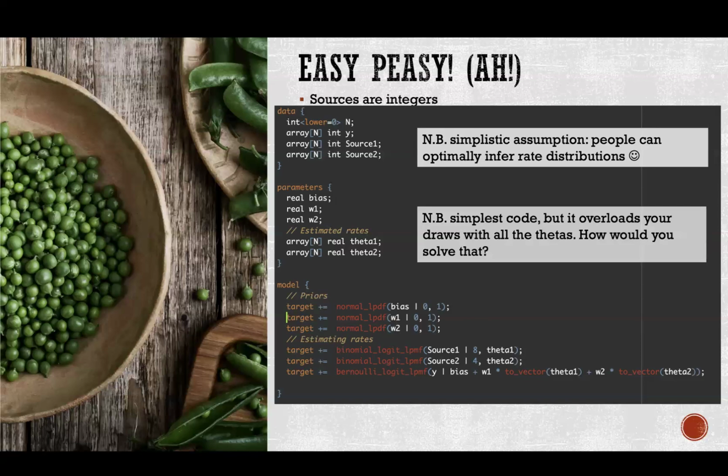Second, this is the simplest and most elegant code, and I have an anecdote that I'll share in a second. But it overloads your rows with all the thetas, right? So there are more elegant ways of coding. But this is just the most simple and elegant code that would fit on a slide.